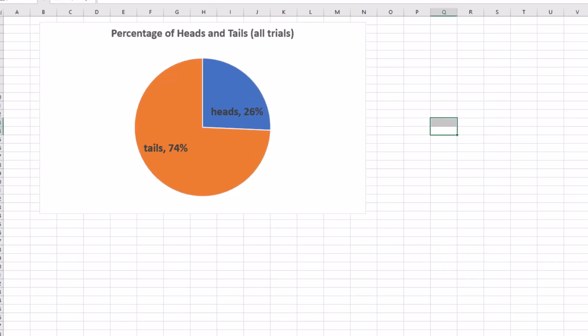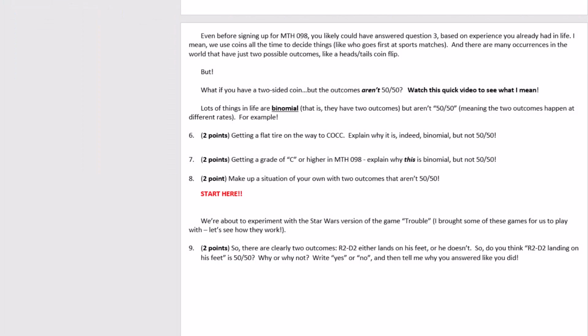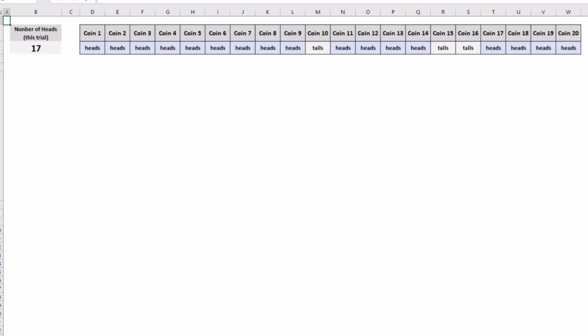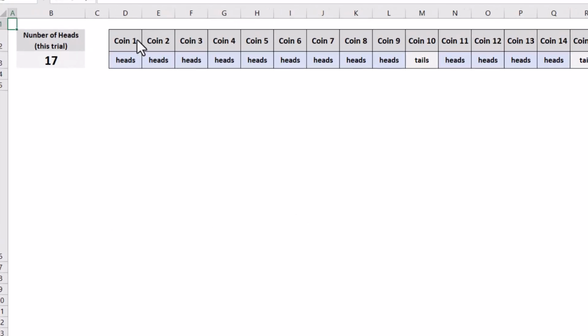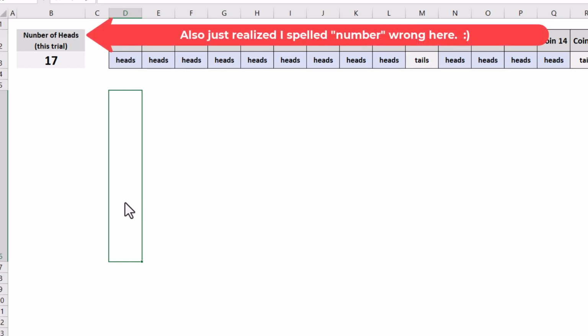Okay, let's try another one. Let's try a different coin. Here's another unfair coin. The one we looked at earlier in the lab was a fair coin. I call it fair because it flips 2 things, heads or tails, but the fair part means that the heads and the tails happen at the same rate, 50% of the time each, hence 50-50.